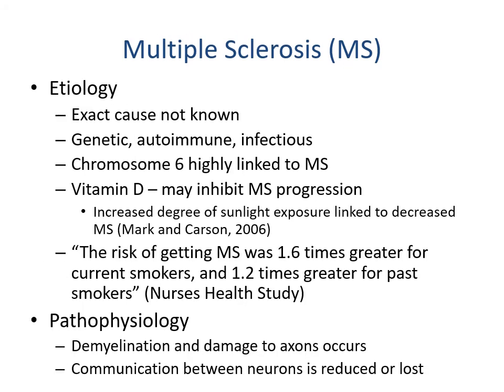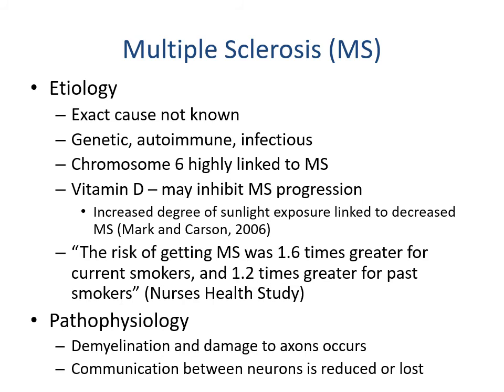So the etiology, the exact cause, is unknown, but it does seem to have a genetic, autoimmune component or exposure to infectious agents. Chromosome 6 appears to be highly linked to multiple sclerosis. Vitamin D may inhibit multiple sclerosis progression. Increased sunlight exposure is linked to decreased MS. There's a study, Mark and Carson 2006: the risk of getting MS was 1.6 times greater for current smokers and 1.2 times greater for past smokers.